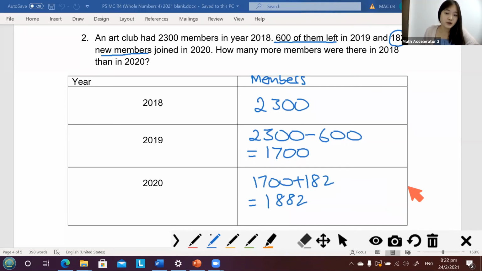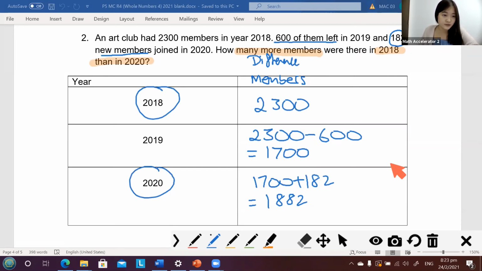So is your final answer 1,882? No, because you have to read the question. How many more members were there in 2018 than in 2020? They're asking you for the difference between 2018 and 2020. So what's your final step? Yes, take this minus this, the difference.